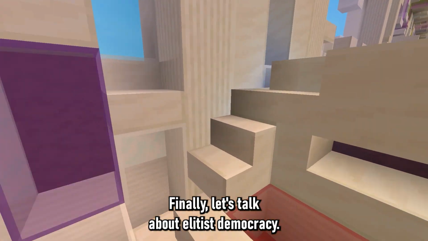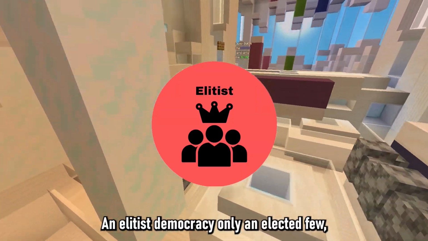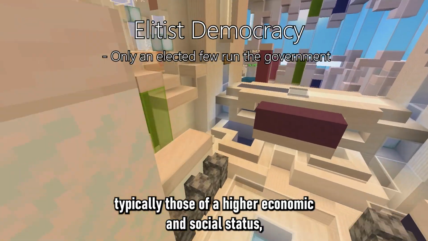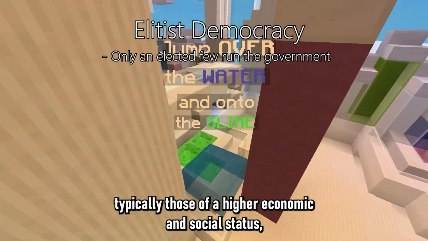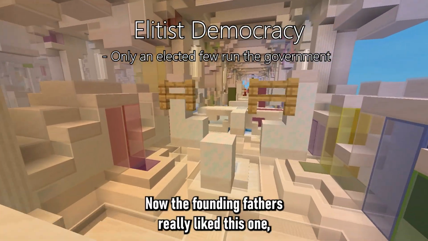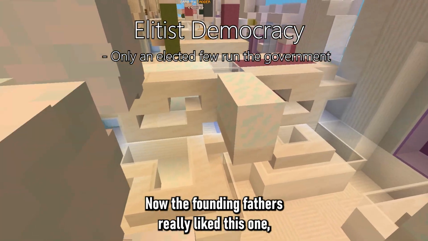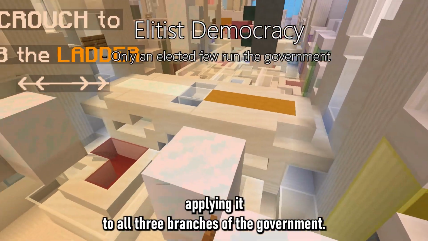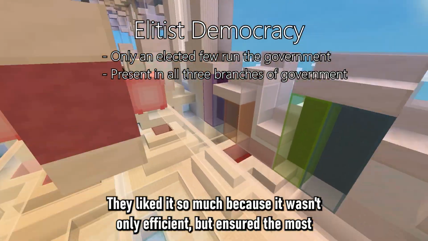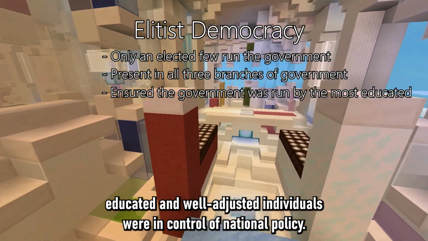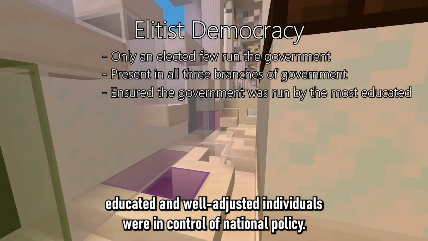Finally, let's talk about elitist democracy. In elitist democracy, only an elected few, typically those of a higher economic and social status, make all the decisions in government on behalf of the general populace. Now, the Founding Fathers really liked this one, applying it to all three branches of the government. They liked it so much because it wasn't only efficient, but it ensured the most educated and well-adjusted individuals were in control of national policy.